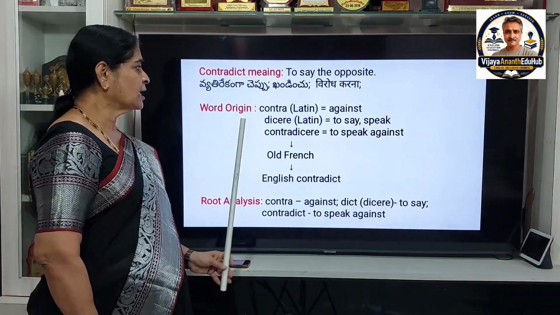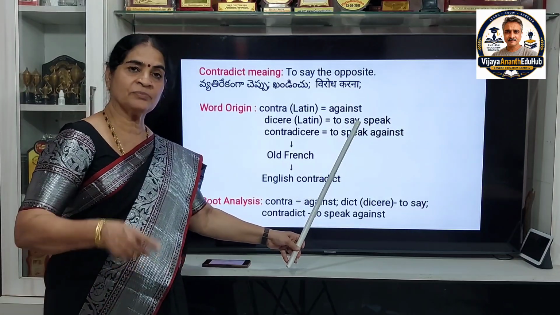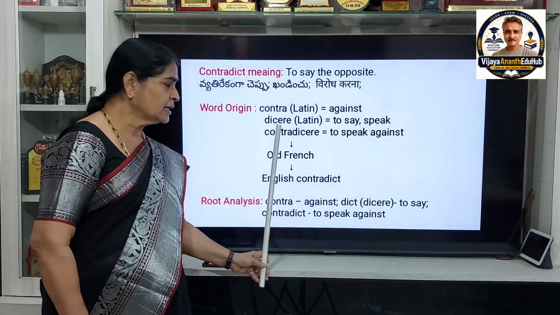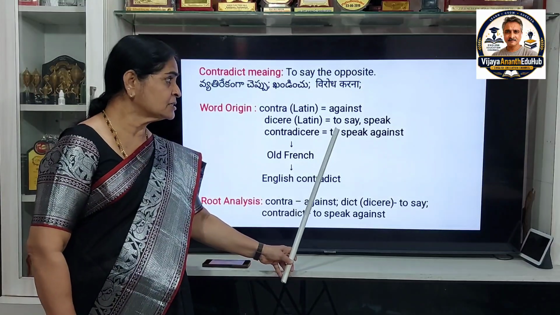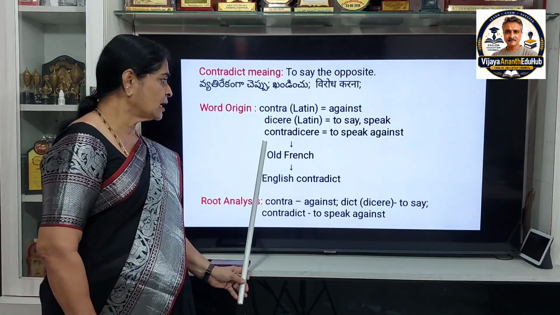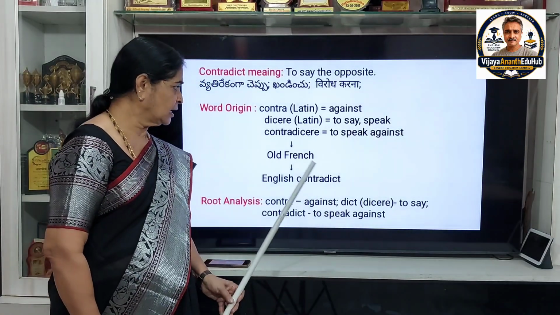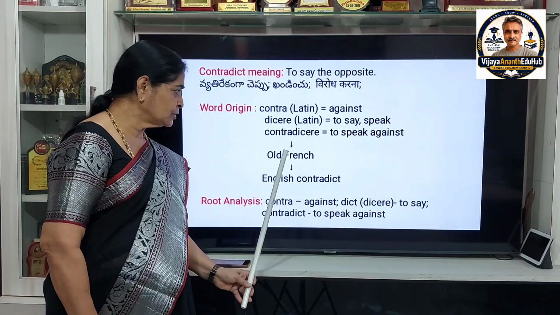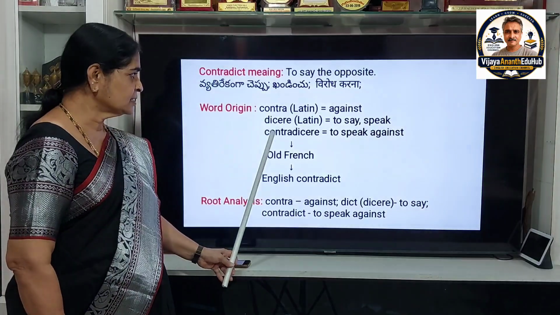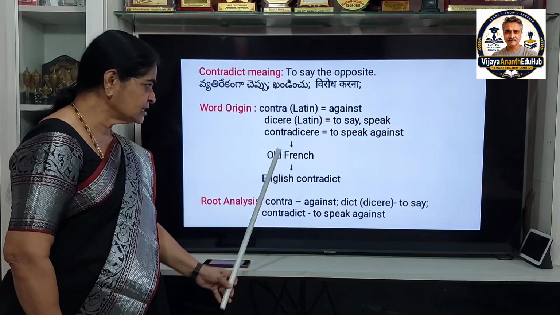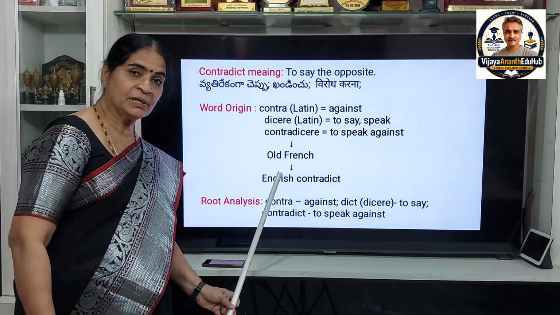Word origin: contra is taken from Latin, meaning against. Dicere, as we have already discussed, is Latin, meaning to say or speak. So contradicere means to speak against, and it came through Old French to English as contradict. It changed from contradicere to contradict, and it appeared in English.